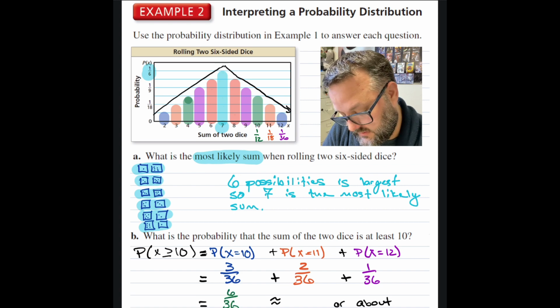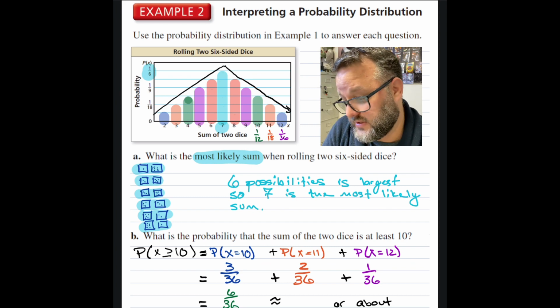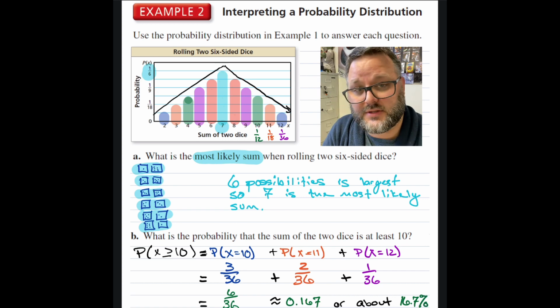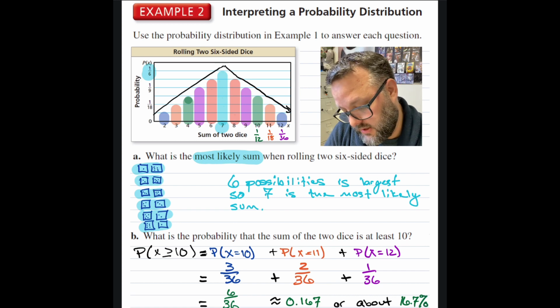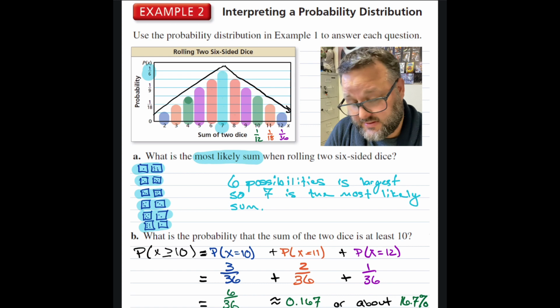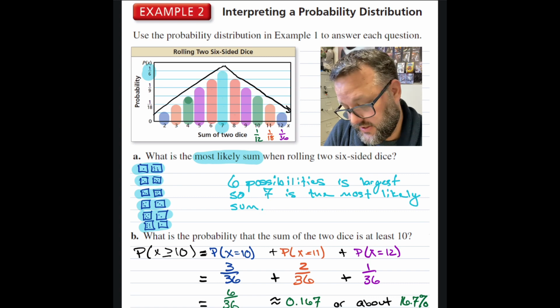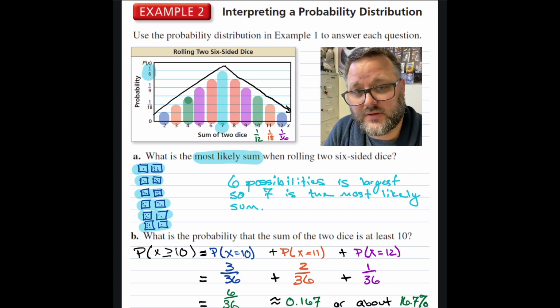out of 36. And 6 out of 36 is the same thing as 1/6, or if we just straight did the division, 0.167, or about 16.7%. So we have a probability of 1 out of 6, that's simplified 6 out of 36, or a 16.7% chance of rolling a sum of at least 10 given 2 dice.